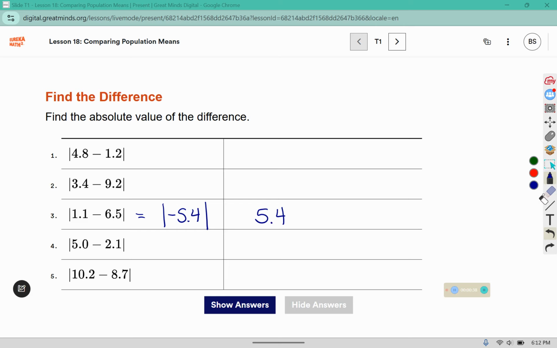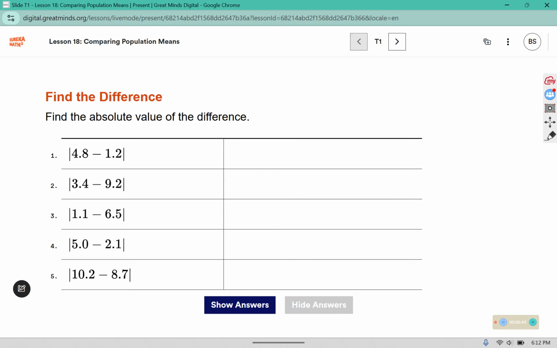Keep in mind we wouldn't measure something and say that's negative 5.4 feet. We would just say it was 5.4 feet long.